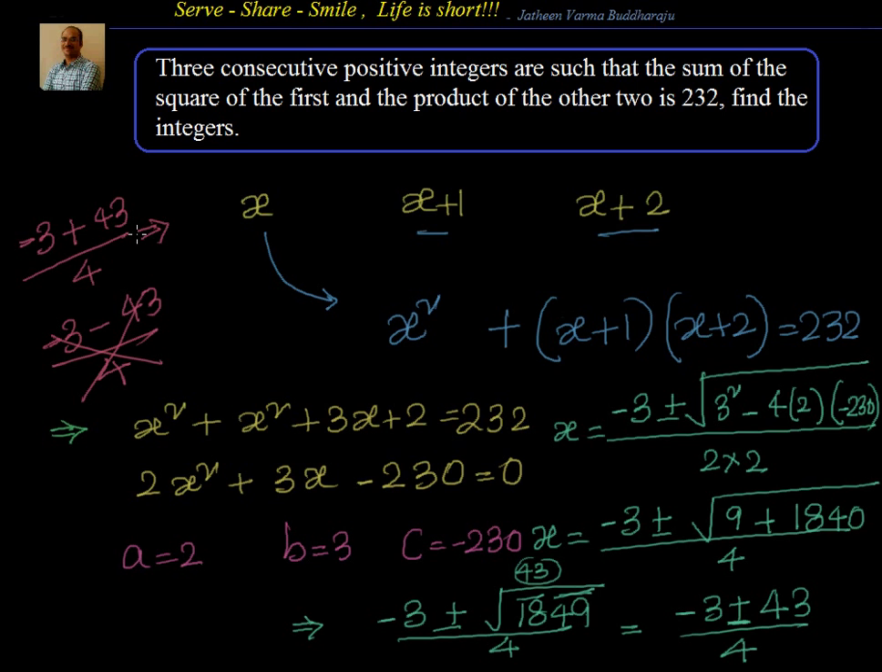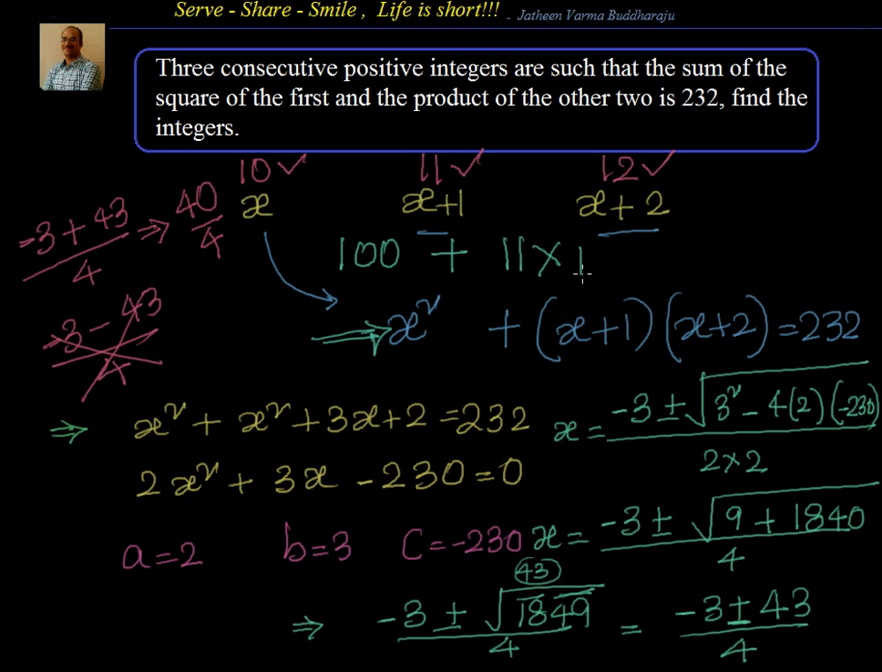So what we have here, 43 minus 3 is 40. 40 divided by 4 is 10. So x is 10, x plus 1 is 11, x plus 2 is 12. Now let's check the condition. Always check the condition, not the equation, because you can write the equation wrong but the condition should be satisfied. Square of the first, that is 100, plus the product of the other two, 11 into 12, should be equal to 232. Seems to be okay to me. 11 12s are 132. 132 plus 100 is 232.